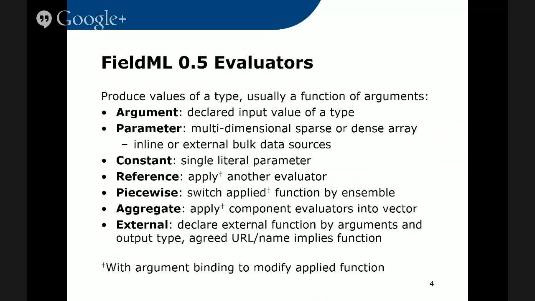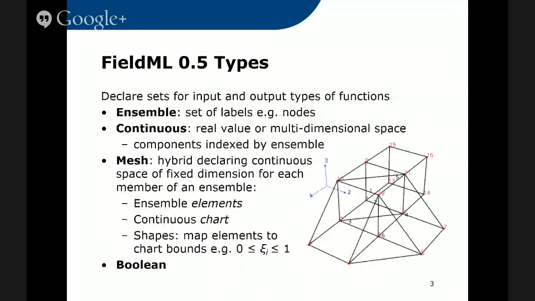The difference between them is this is just single application of another function. This one is in an element, for example, in these ones here, I might have a different function in each element, so that's a piecewise evaluation. And an aggregate is where I may want a different function for each component of the field, so like I'm making a vector out of separate per-component functions.